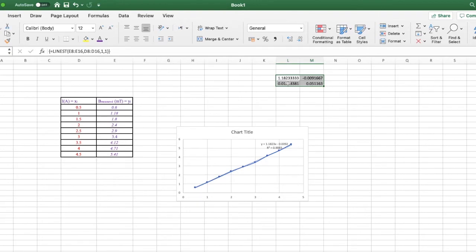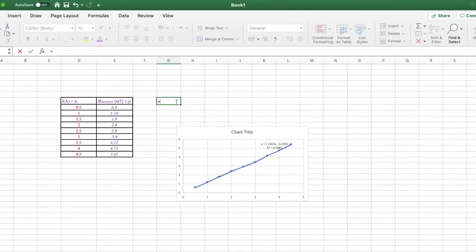So let's suppose that we haven't determined these values yet, and we want first to convert the values for the magnetic field to SI units. So how can we do that? Basically, what we need to do is multiply that entire column by 10 to negative 3. So over here, we are going to be writing down the value by which we need to multiply that entire column. So we start by writing equal 10 to power negative 3. And then we click on enter.